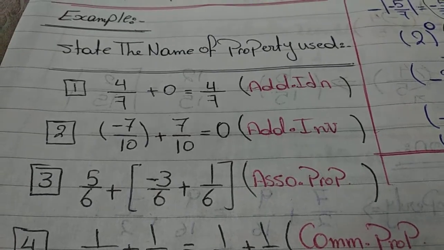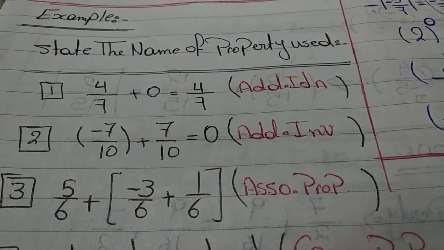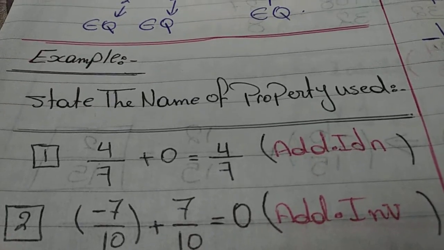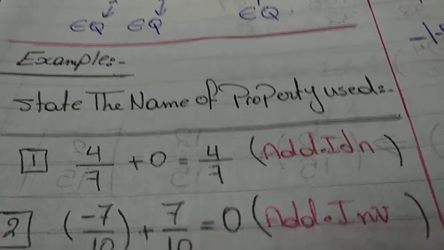State the name of the property used. First one, 4 over 7 plus 0 equals 4 over 7.